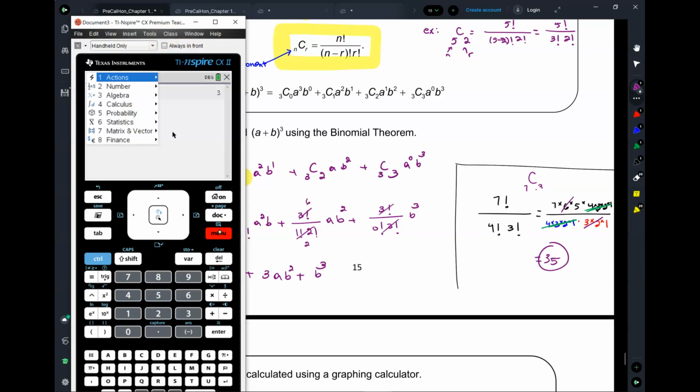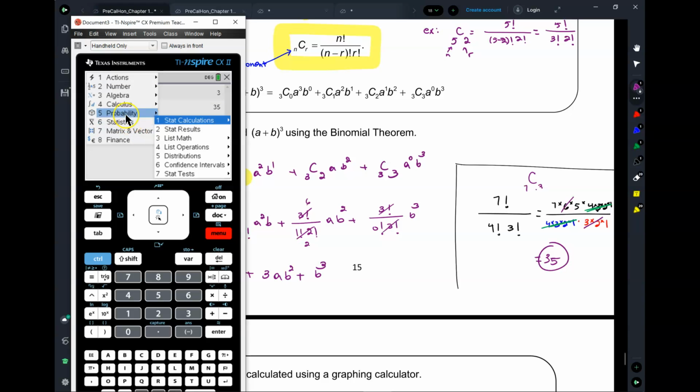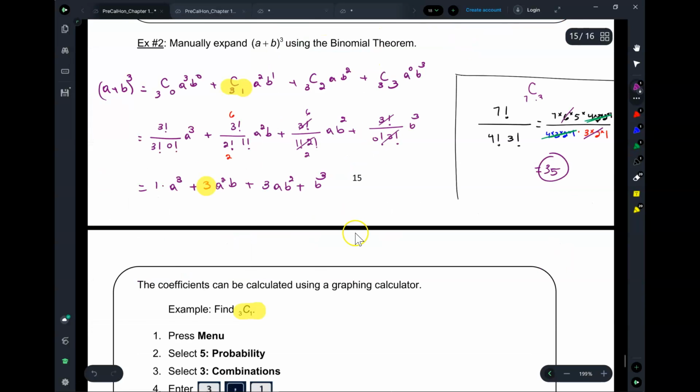Menu, 5, 3. So it's 7, comma 3. Yay! And yes, there is an option here that just says random, because every calculator needs a random button. So there you go.